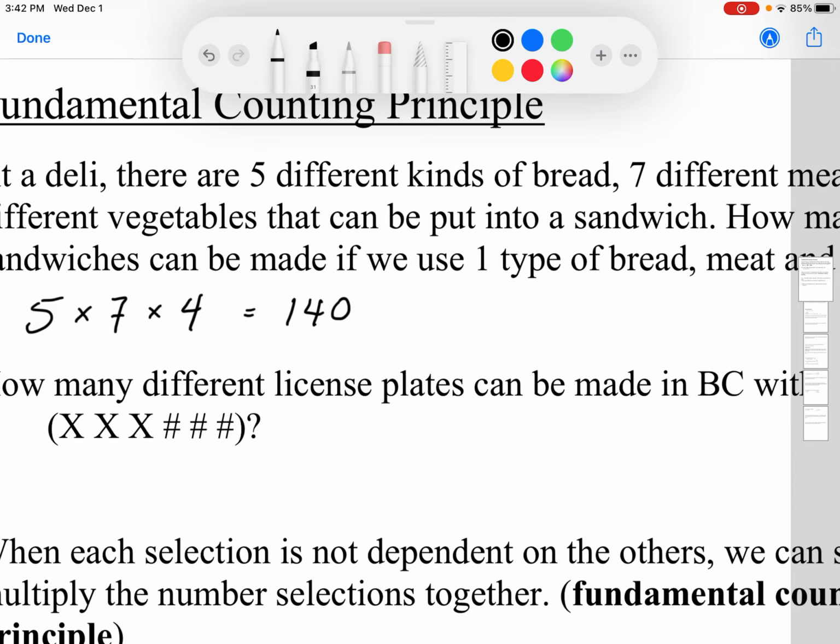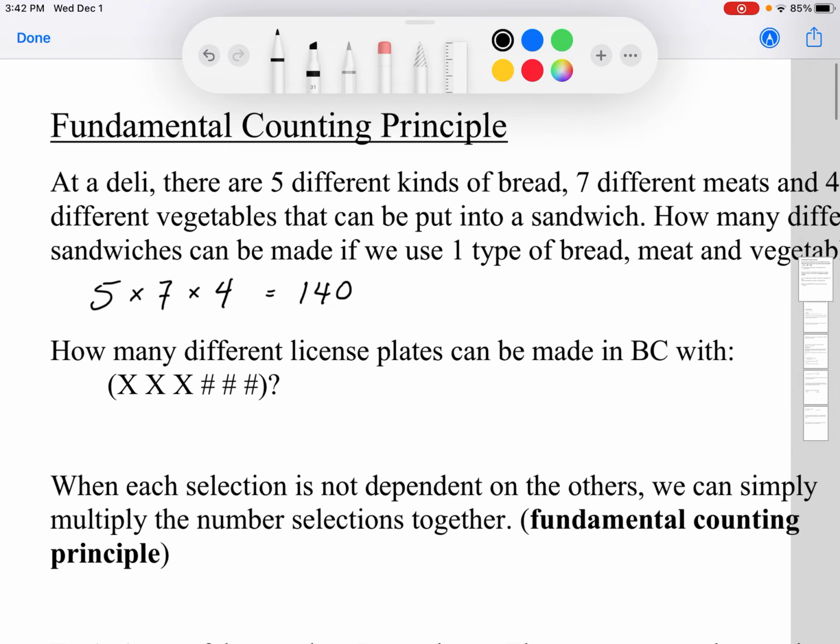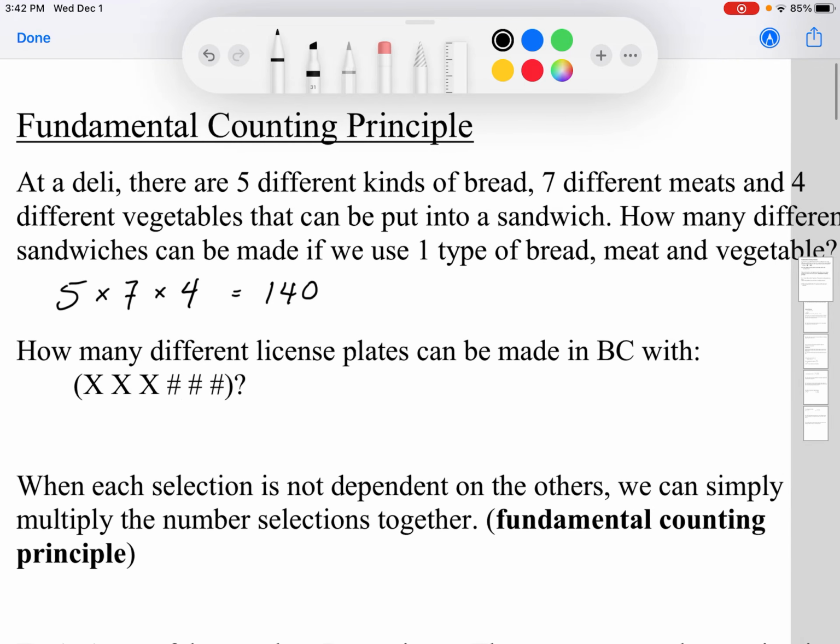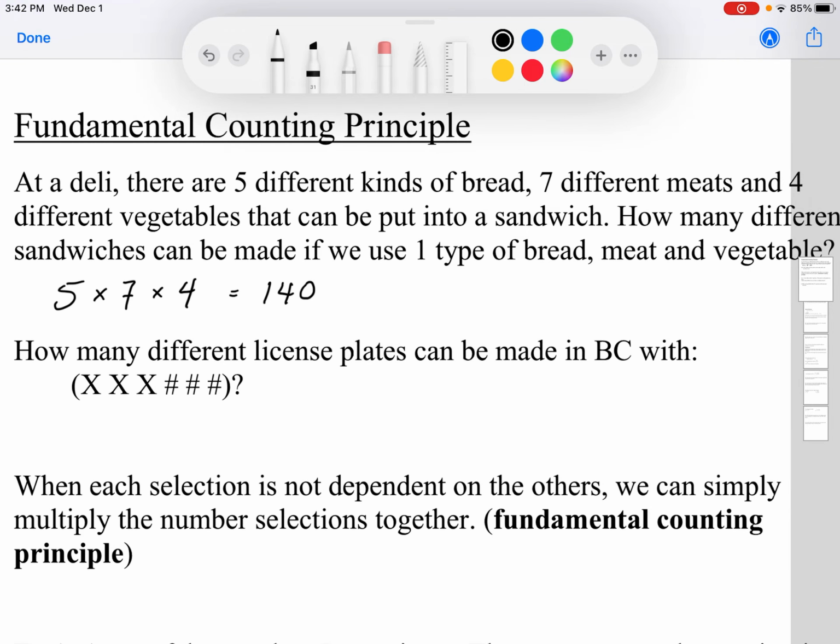It could be Italian bread with salami and lettuce, or it could be Italian bread with bologna and cucumbers. Okay, so this is the number of different ways we can count this up. Instead of counting each different one, we can just do it by group counting or multiplication.